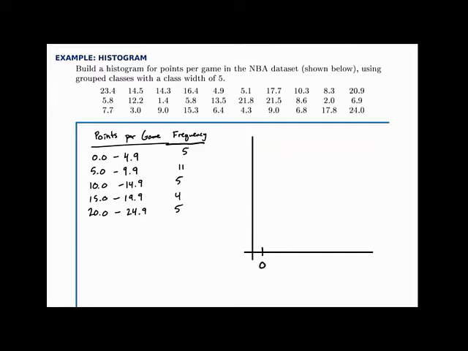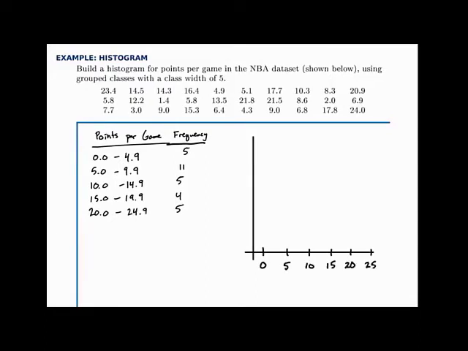So we'll have 0 here, 5, 10, 15, 20, and 25. And each of these classes will fit between two of those values. So the first class goes between 0 and 5, the next one goes between 5 and 10, and so on. And of course we know that it goes just up to 5, but not including 5, and so on. But we'll draw it as if it goes all the way to 5, just to make the picture as simple as possible.